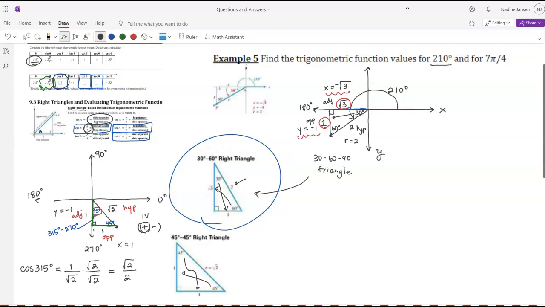So you would need to still go through and use the cotangent and secant definitions here. Use the hypotenuse and the adjacent sides and the opposite sides of that triangle to answer those questions.